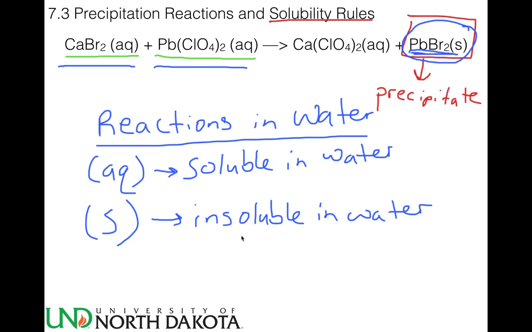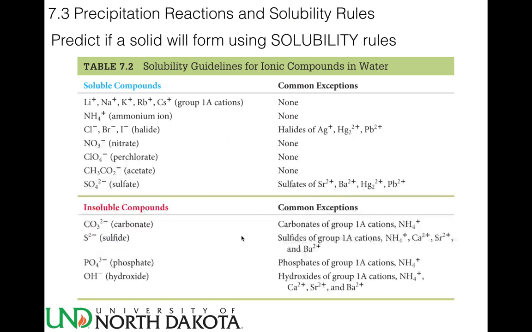Now let's look at solubility rules. Solubility rules help to predict if a solid will form. Solubility guidelines are outlined here in table 7.2 from your textbook. So it's very important to have an understanding of what makes a compound soluble or insoluble, and to look at a compound and be able to predict if it's soluble and will have an AQ designation, or if it's insoluble and will have a solid or S designation.